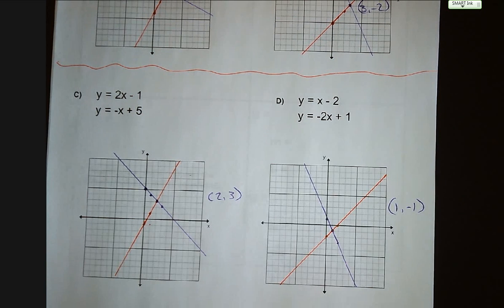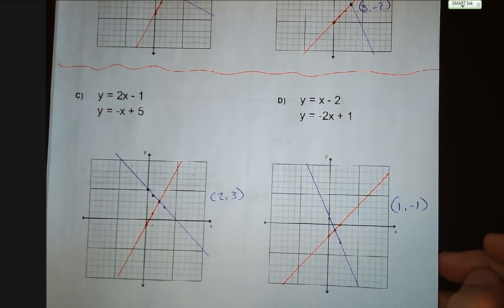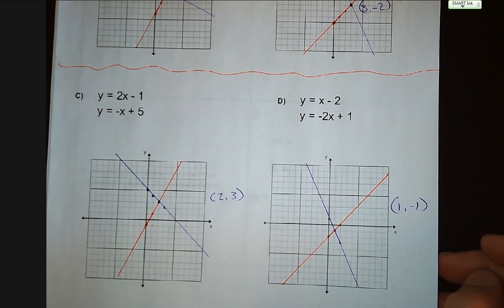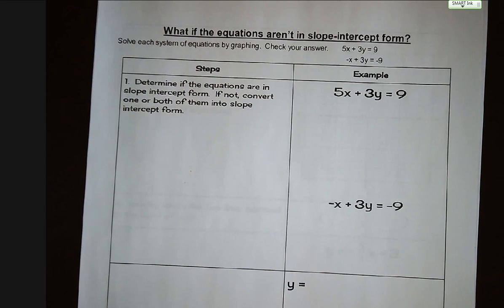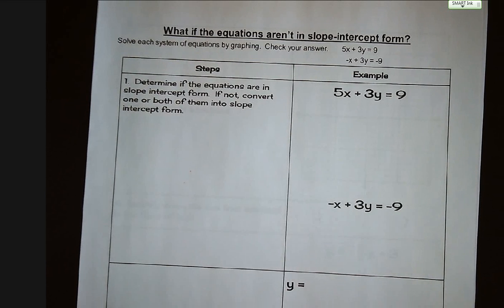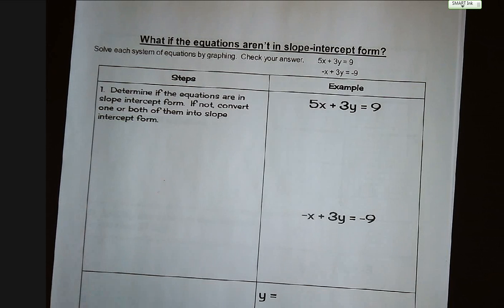All right, now, these were all nice and set up for us in slope-intercept form. The next question we're going to ask ourselves is, what if, and of course, if it's what if, it's Mr. Boland asking you this question, what if they're not in slope-intercept form? So if they're in, for example, standard form, like these two equations are, we need to get one or both of them, if necessary, into slope-intercept form in order to graph them.